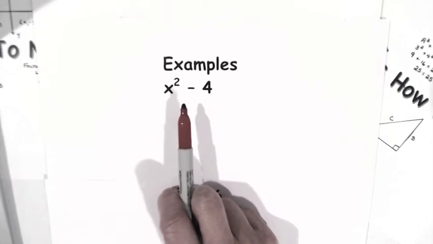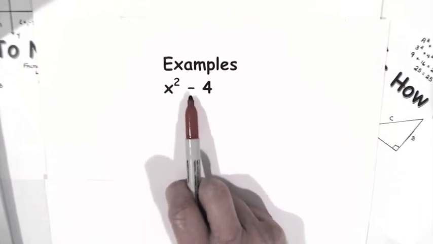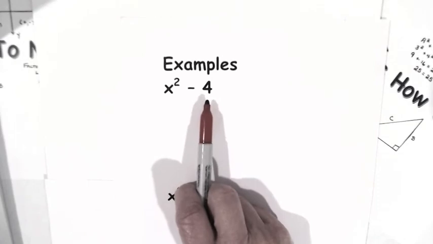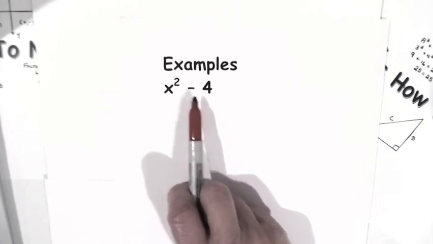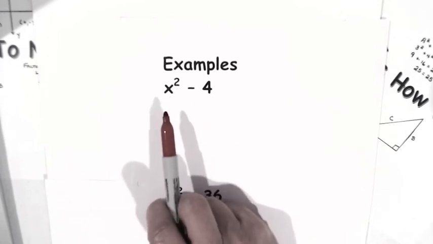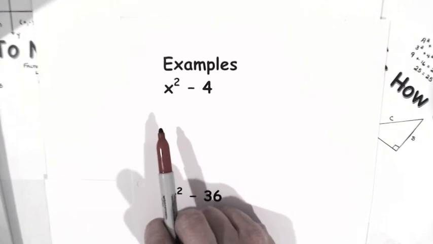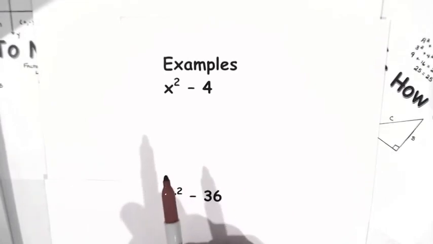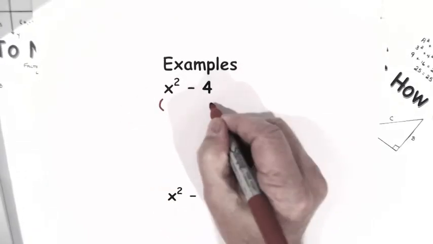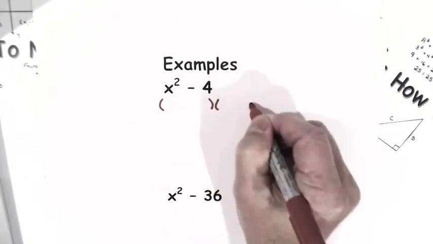Some things we need to check. Make sure there's a minus sign. Make sure that you can take the square root, that this number is a perfect square, which it is. Make sure you've got an even exponent. I do have an even exponent. So we're going to go through that procedure. The procedure said make two sets of parentheses first. So that's what I'm going to do. I'm going to make two sets of parentheses.